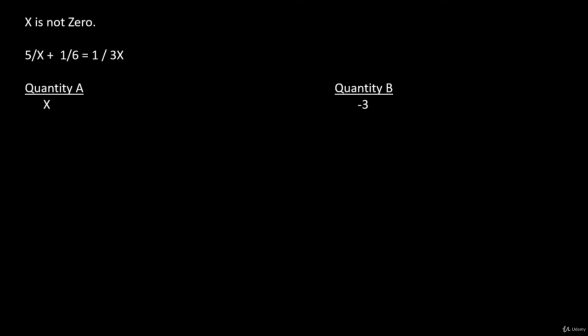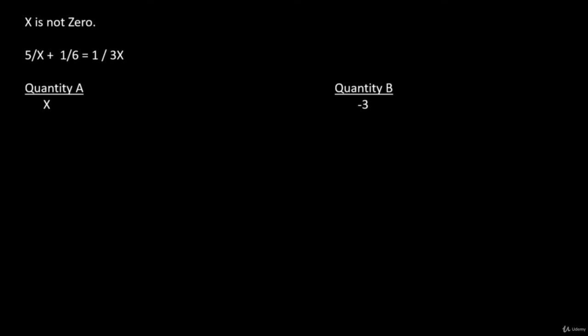Let's do this question. X is not 0 and 5 by X plus 1 by 6 is equal to 1 by 3X. Now quantity A is X and quantity B is minus 3. Pause the video, give it a try, and then let's do it together. Alright, we are back.